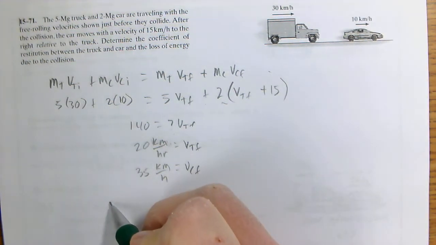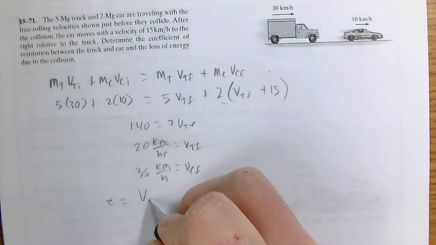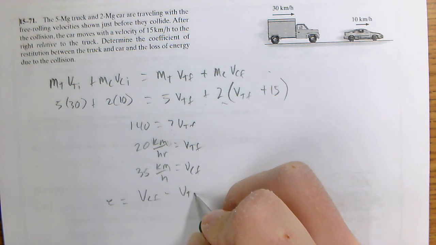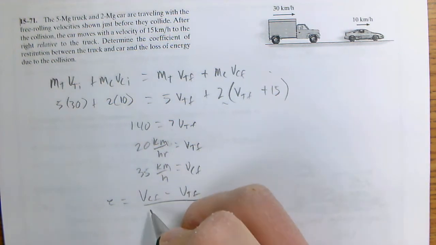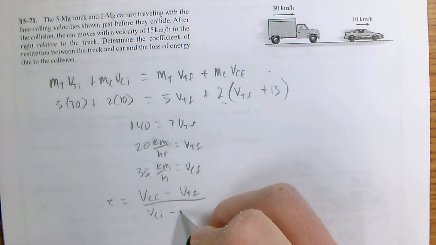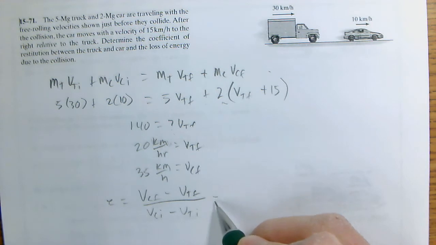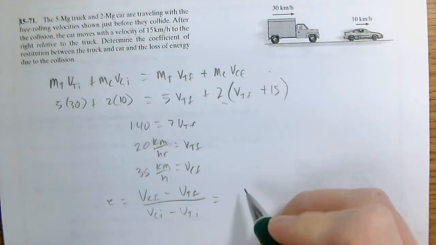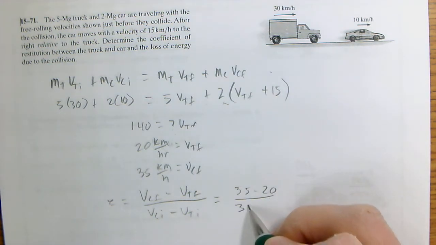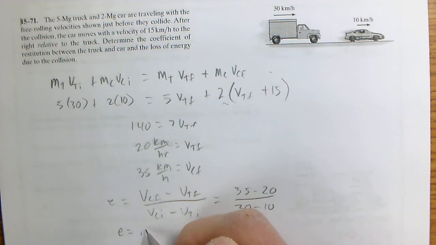And then if we use the e equation, e equals the velocity of the car final minus the velocity of the truck final, over the velocity of the car initial minus the velocity of the truck initial. So we'll fill that out. We get 35 minus 20 over 30 minus 10. So e is equal to 0.75.